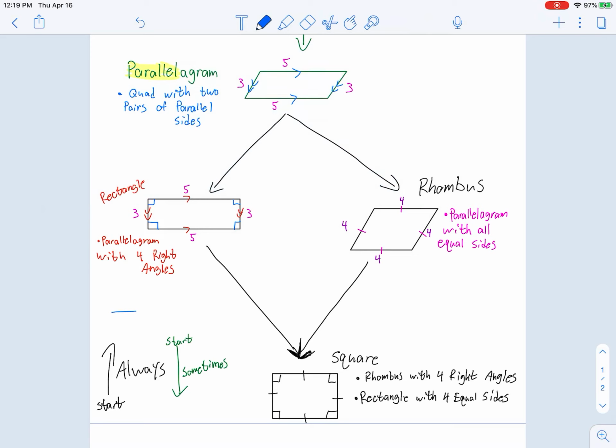If we go side to side, it is never. A rectangle is never a rhombus, and a rhombus is never a rectangle. We don't have enough information saying that they have the same four angles. We don't have enough information saying that they're all equal sides. So we can never go side to side.